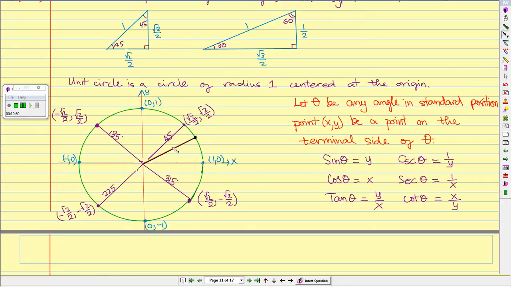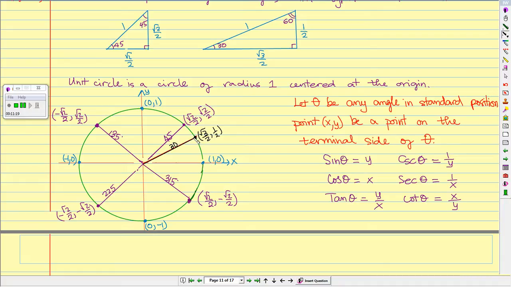So now I'm going to label this 30 degrees, and using the right triangle here, I know that my x is square root of 3 over 2 and my y is 1/2. So this is the point where the terminal side of the 30 degree angle intersects with our unit circle.